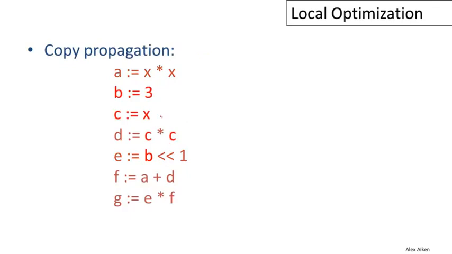Next, we can observe that we have some copies and constants. So we have a constant assignment to B and a copy assignment to C, and those can be propagated forward to the uses of B and C. Once we've done that, we can do constant folding. So here in the assignment to E, the arguments to the shift are all constants, and so that can be replaced by an assignment that E gets the value 6.